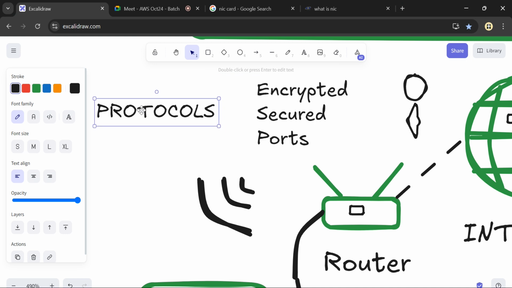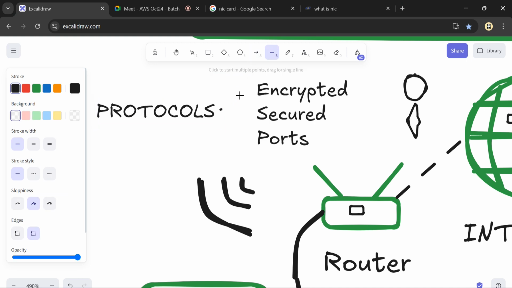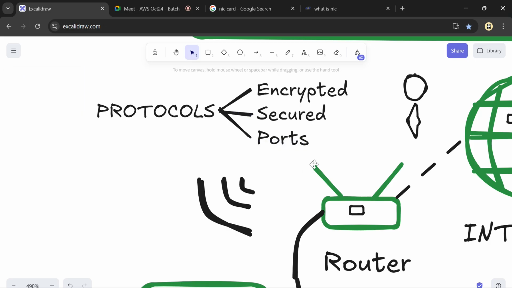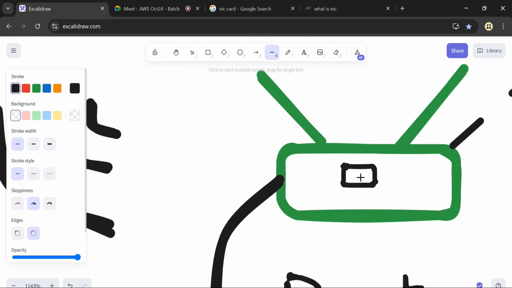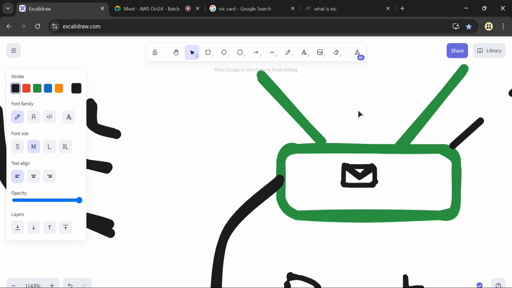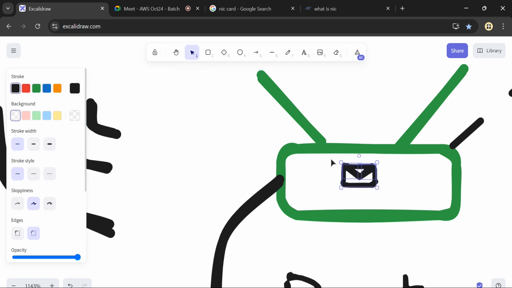So protocols in simple language are nothing but rules which need to be followed while sending the message from the router to the public internet. Okay, so whenever this message is sent here, so this is my message. It needs to be secured, right? So this message that I'm sending, it needs to be secured.